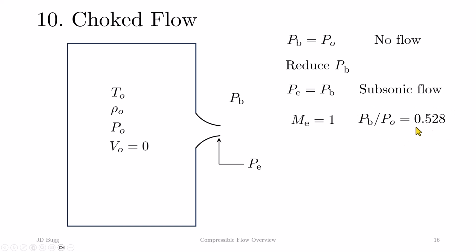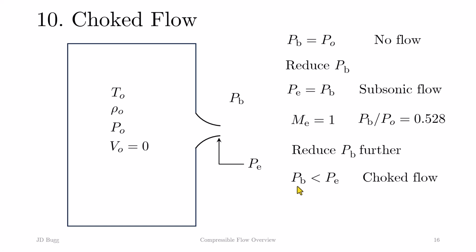If we reduce PB further, that change cannot be transmitted upstream past the point where the Mach number equals 1. The flow is said to be choked, and further decreases in PB have no effect on the flow in the nozzle. This will be true even if we reduce PB to 0, a perfect vacuum. Also, the exit pressure no longer equals the back pressure.